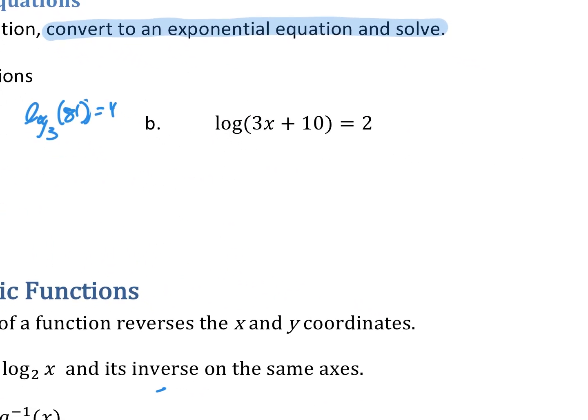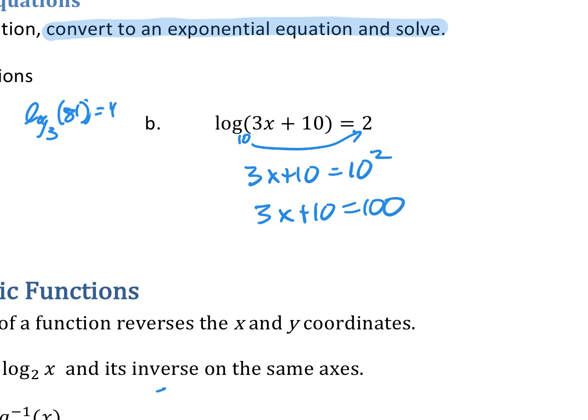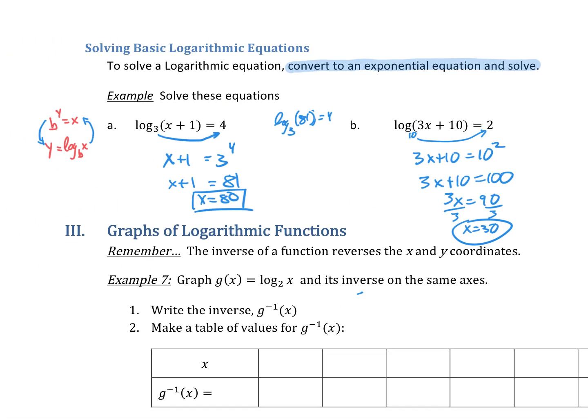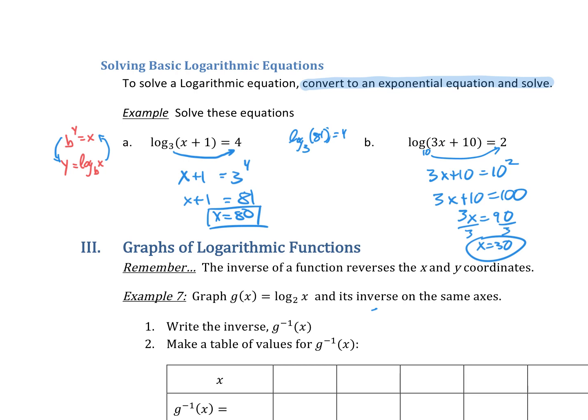Well, what about this? Uh-oh, there's no base. Or is there? What's that invisible number that should be there? It's a 10, right? So we swing that 10 around. 3x plus 10 is 10 to the 2nd, and 10 to the 2nd we know is 100. So 3x equals 90, and x equals 30. That's the key there. Next we'll look at logarithmic functions, but that's how we can solve log equations.